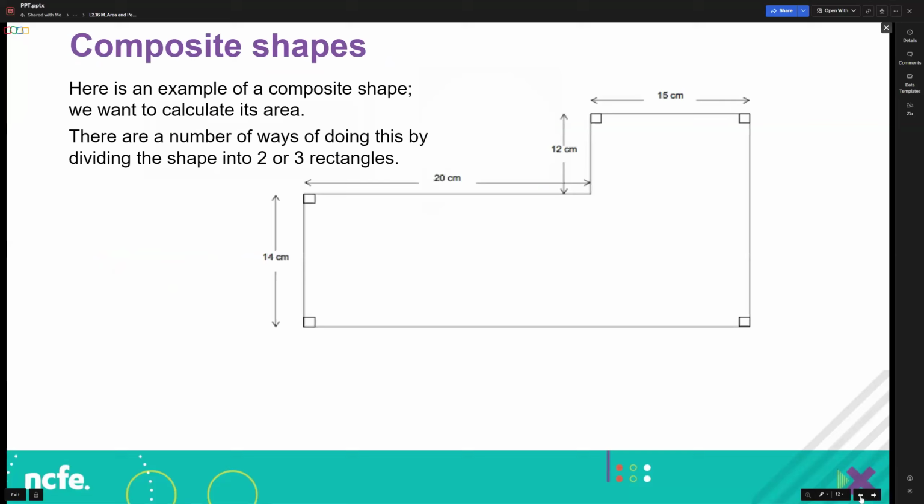Okie dokie. Now, stuff like this is interesting. I find these a little bit tough sometimes, but what I would recommend is you have to break it down. So there are a number of ways of doing this by dividing the shape into 2 or 3 rectangles. Now, I'm just looking at this. I would probably just do this.